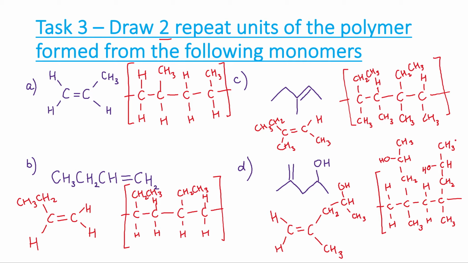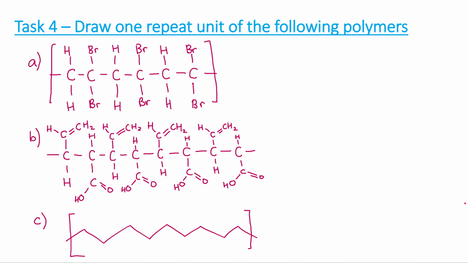Like so. And again, extending bond and square bracket. Okay, right, the next task was to draw one repeat unit of the following polymers. So over here we've got multiple repeat units, each of them has a different amount. So all we're going to do is go through and identify one repeat unit and draw it out.